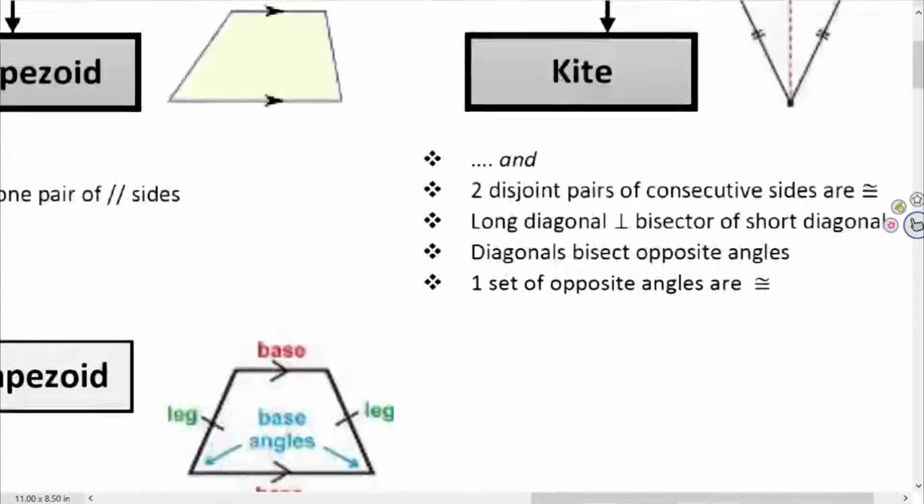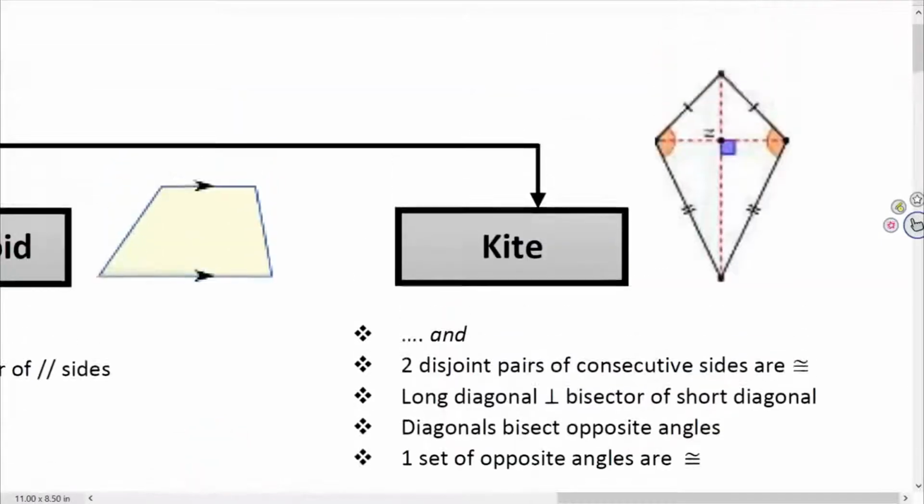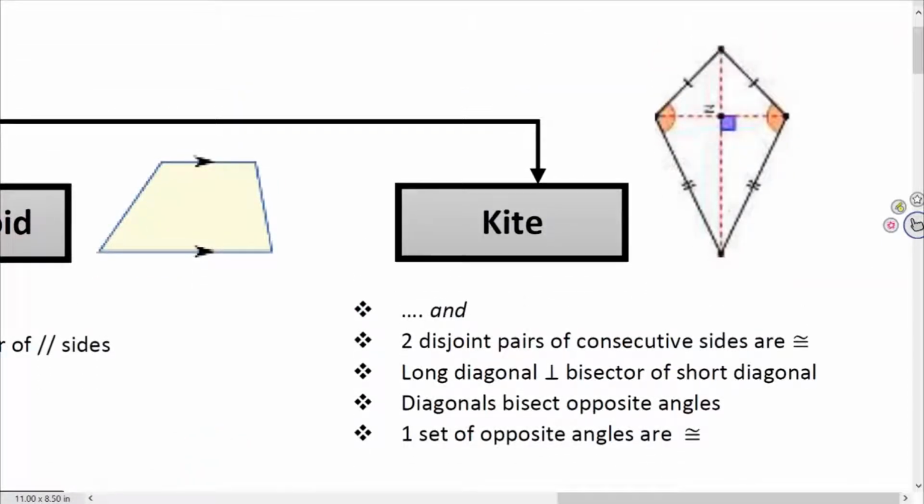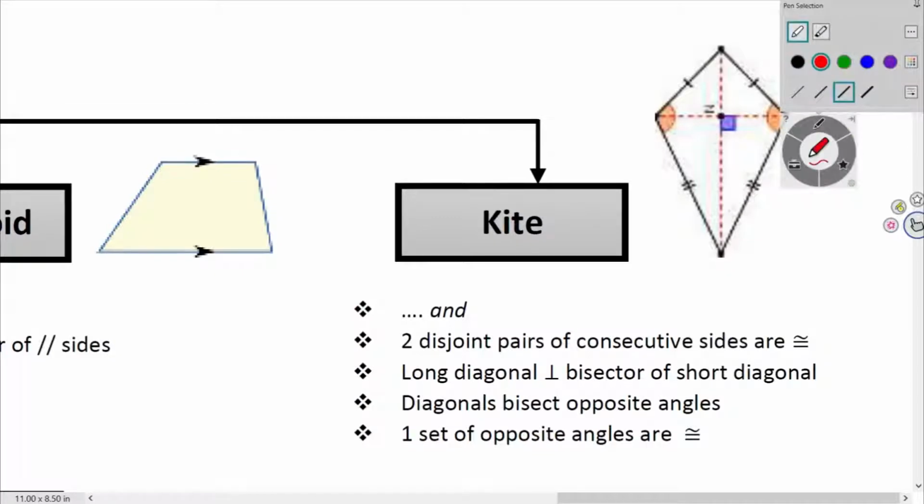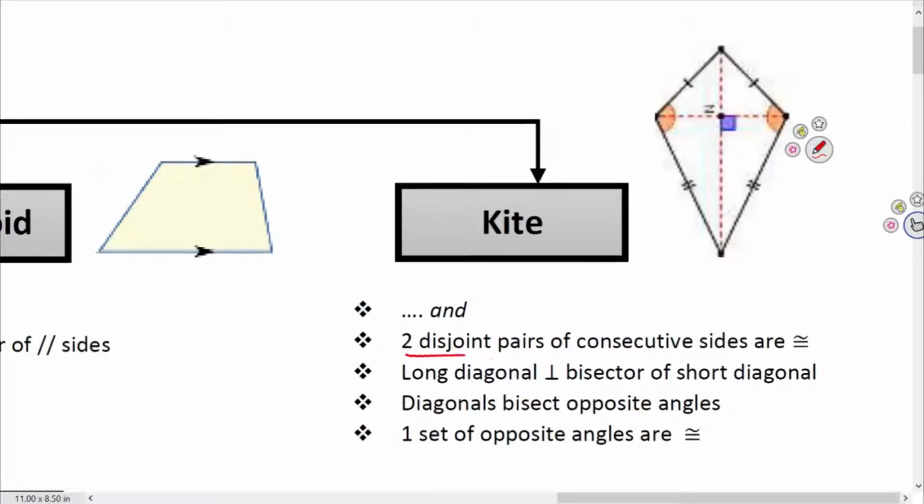Okay, the last shape is a kite, which is actually a very simple name for a shape. It isn't anything more mathematical. It's just a kite. And the defining characteristic of a kite is that we have two disjoint pairs of consecutive sides that are congruent, meaning that these two sides are congruent and these two sides are congruent. They're consecutive sides that are congruent.